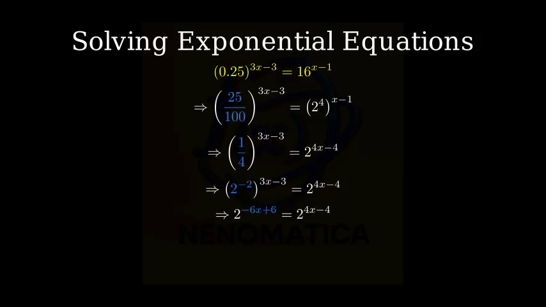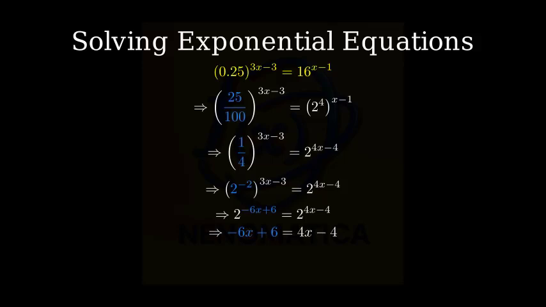Now, we can apply the power rule for exponents. When we raise a power to another power, we multiply the exponents. So 2 to the negative 2, all raised to the power of 3x minus 3, becomes 2 to the power of negative 2 times 3x minus 3, which equals 2 to the power of negative 6x plus 6. Since both sides now have the same base, 2, we can set the exponents equal to each other.